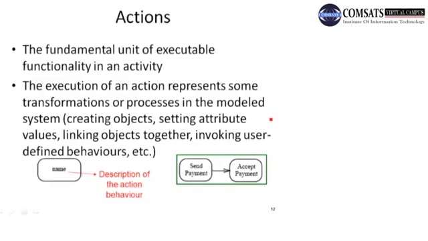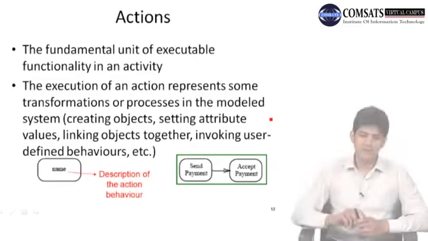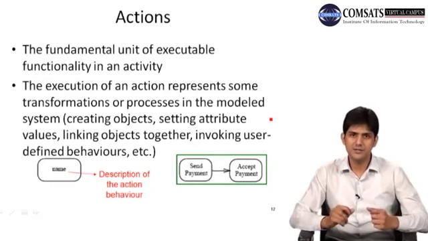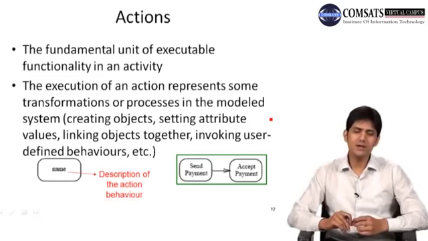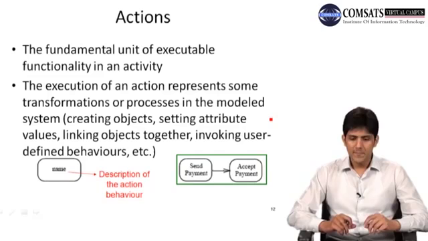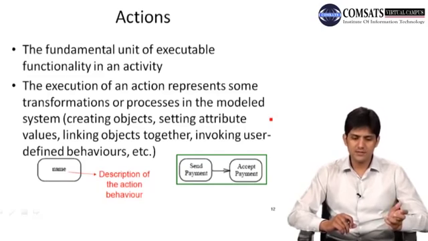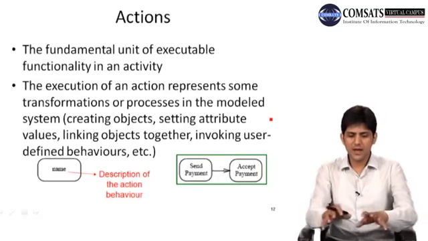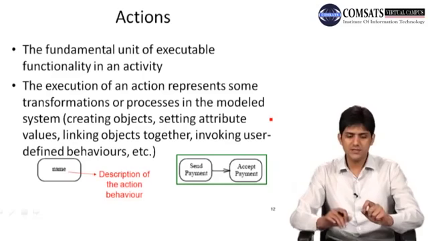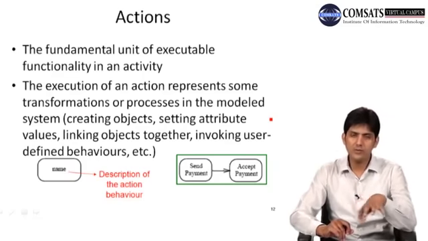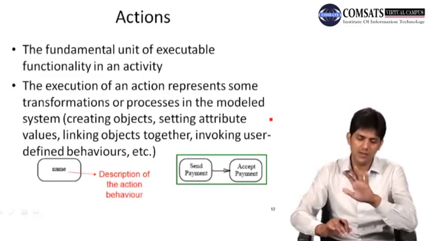Okay. So what are the fundamental units of executable functionality in an activity? We call them actions. So what are the actions in the activity diagram? They are the fundamental unit of executable functionality in an activity. The execution of an action represents some transformation or processes in the model system, creating objects. So basically the transformation process can end in creating objects, setting attribute values, linking objects together, invoking user defined behavior, etc.